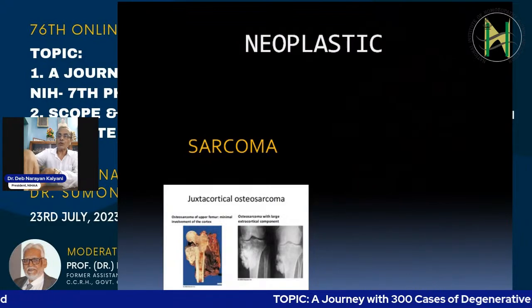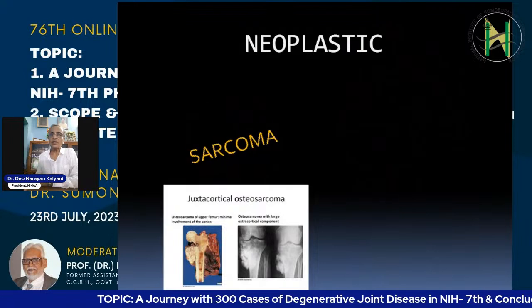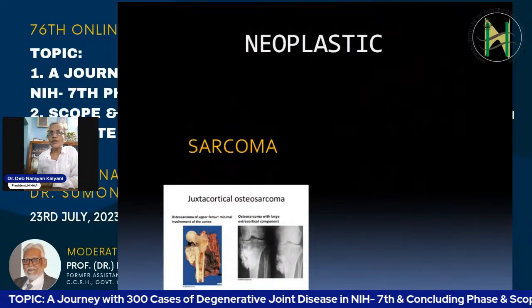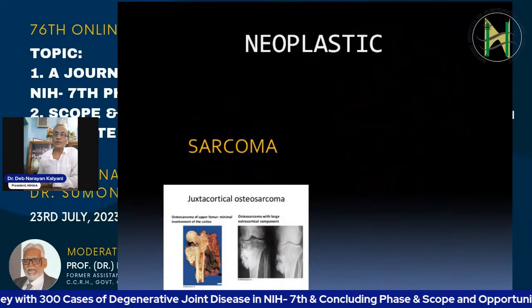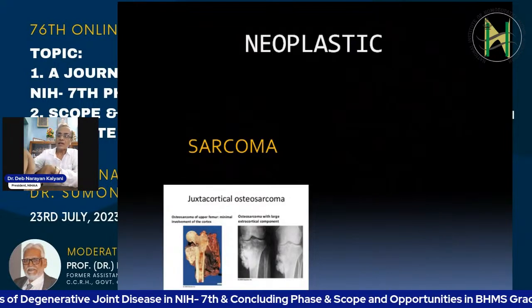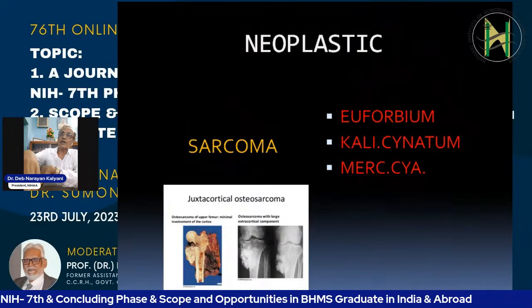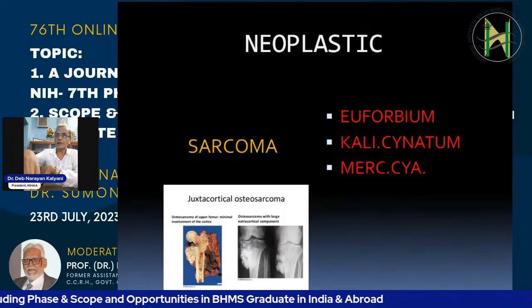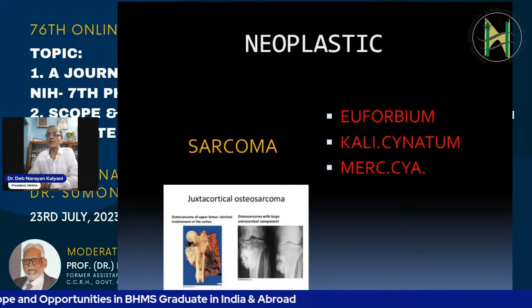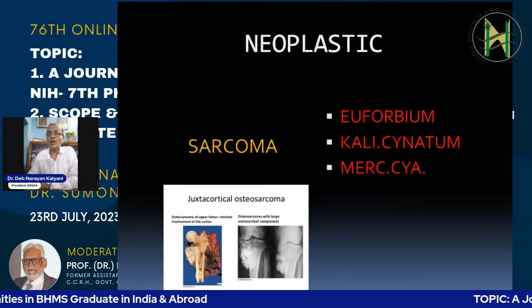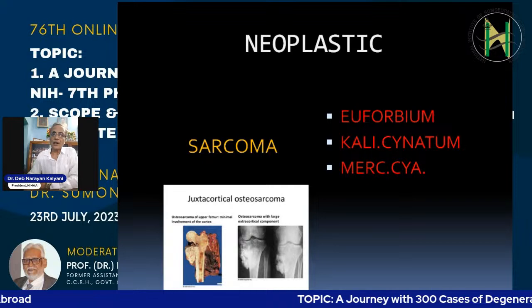Neoplastic sarcoma. I have shown you that sclerosis is such a disease which can ultimately lead to sarcoma. This is a very serious disease. In the early stage, if it has not been diagnosed, the patient is definitely going towards fatality. The common palliative medicines are Euphorbium, Calcarea, Carcinosin.